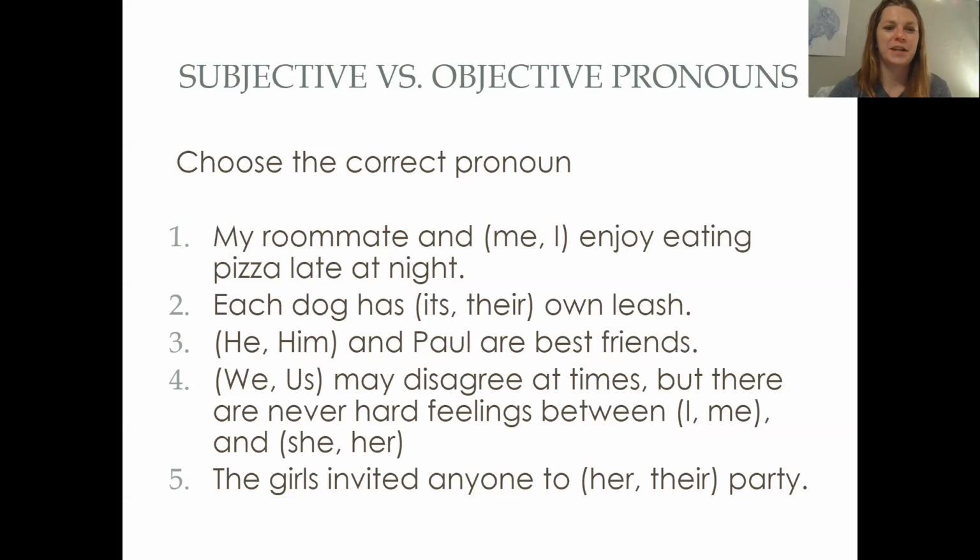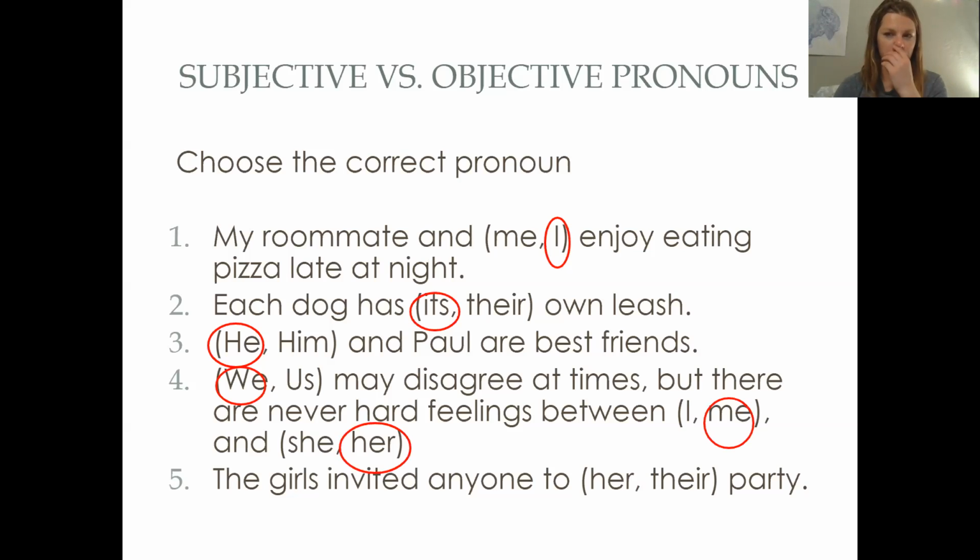Okay. My roommate and I enjoy eating because they're doing the eating, or they're doing the enjoying. Each dog has its own leash because dogs aren't a person, so even though we say he or she, you're technically supposed to use it or its. He and Paul are best friends, not him, because he and Paul are doing the being. They're doing the action of the verb. We may disagree because we are doing the disagreeing, because you would not say us may disagree at times. That sounds weird. But there are never hard feelings between me and her.